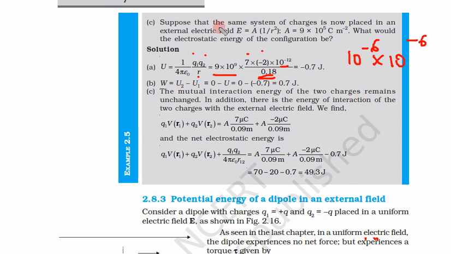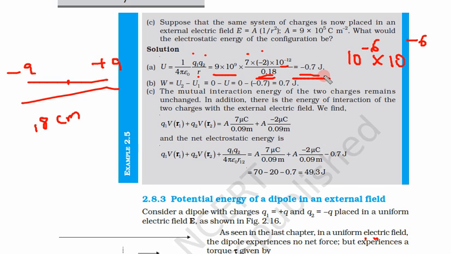And how is this 0.18? Because one was at minus 9 centimeter, another one is at plus 9 centimeter. Total distance is 18 centimeter, and 18 centimeter is 0.18 meter. When you solve this, it is minus 0.7 joule. So this is the value of 1 upon 4 pi epsilon naught, 7 microcoulomb, minus 2 microcoulomb, and the distance between them is 18 centimeter, that means 0.18 meter. When you solve this, it will come out as minus 0.7 joule.